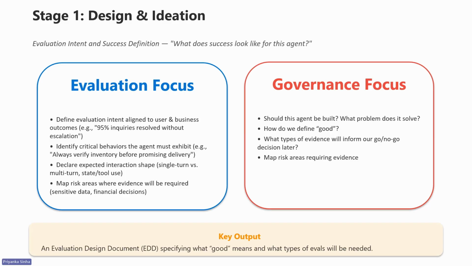And here, the key output from this stage is that evaluation design document, or we call it EDD, this specifies what good means, what type of evaluation will be needed, and think of the EDD as a contract between stakeholders. So, this is what everyone points back to when debating whether the agent is ready for production or not.